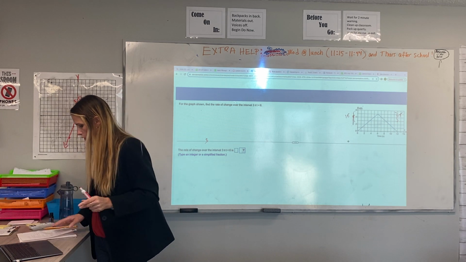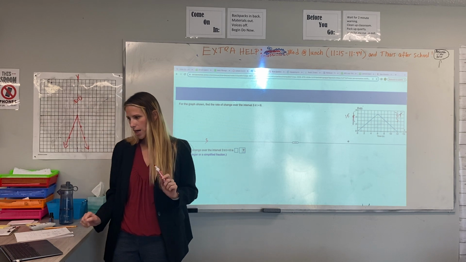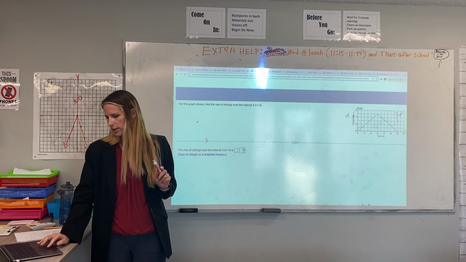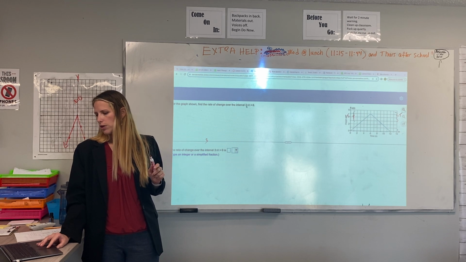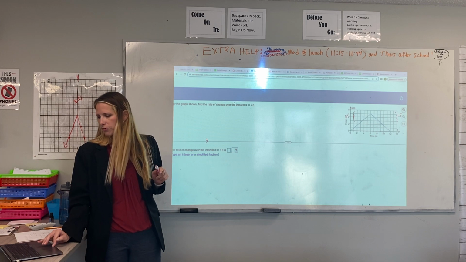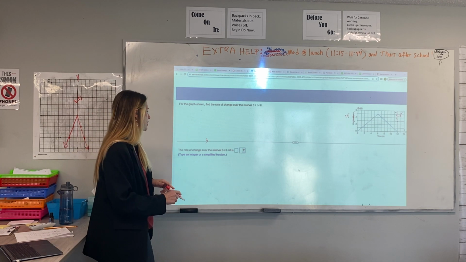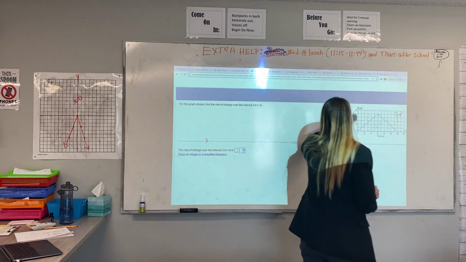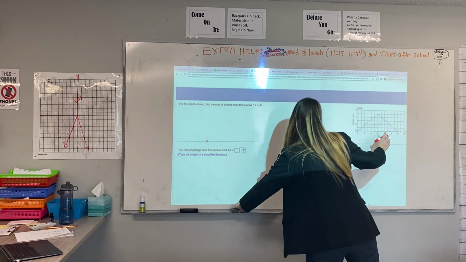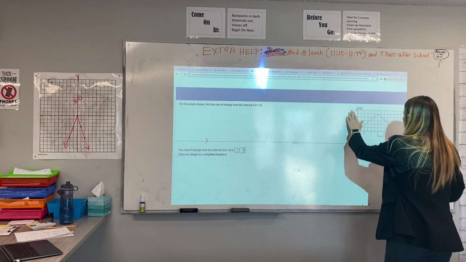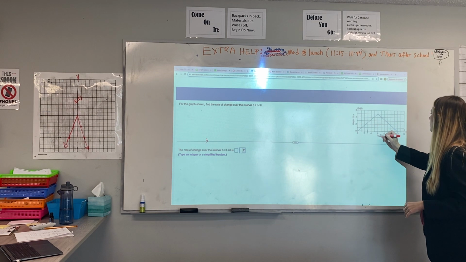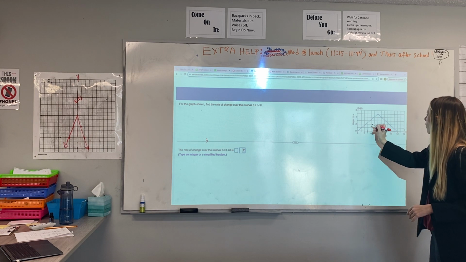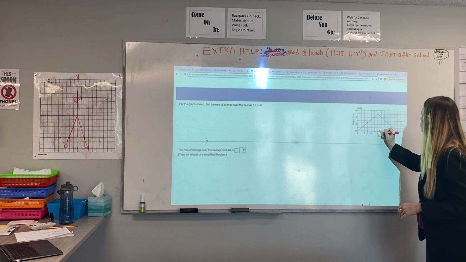I actually got this one wrong when I started it because of how they convert the answer in the end. For the graph shown, find the rate of change over the interval from 3 to 6. From 3 to 6. I don't know why they can't just move this over here, make it bigger. Okay. From 3 to 6. Well, let's look at those points.